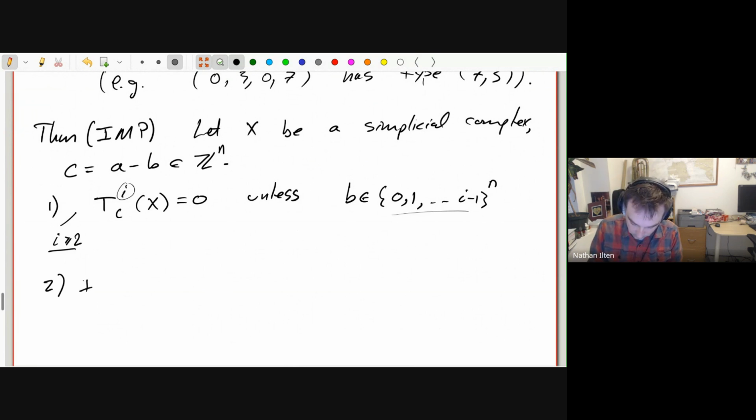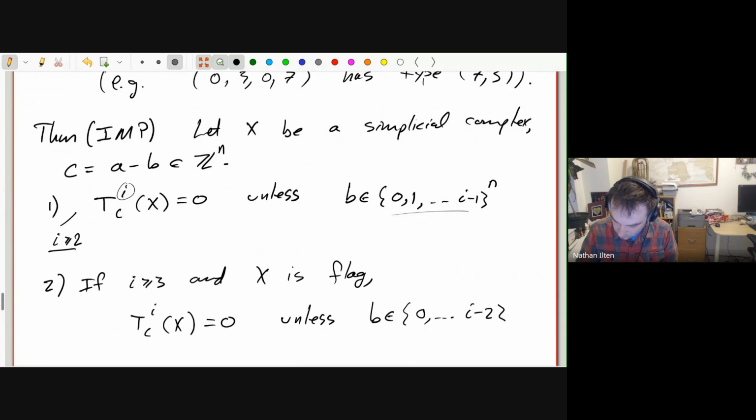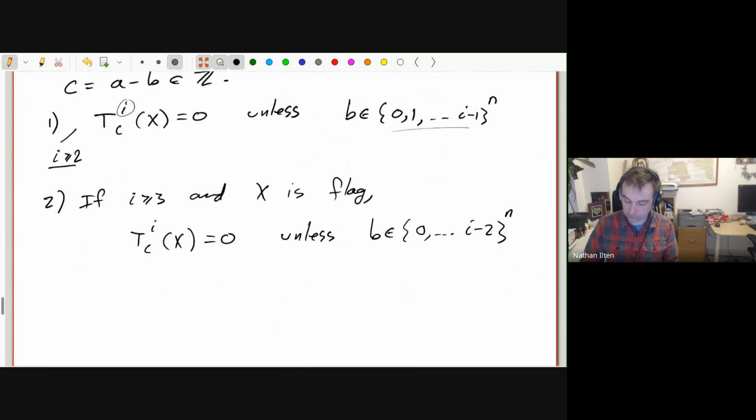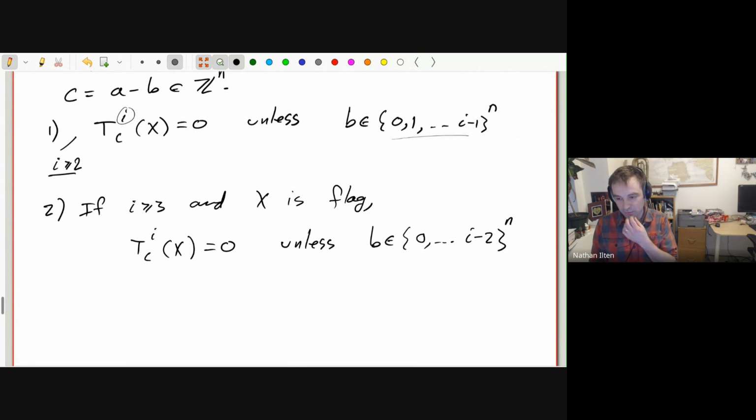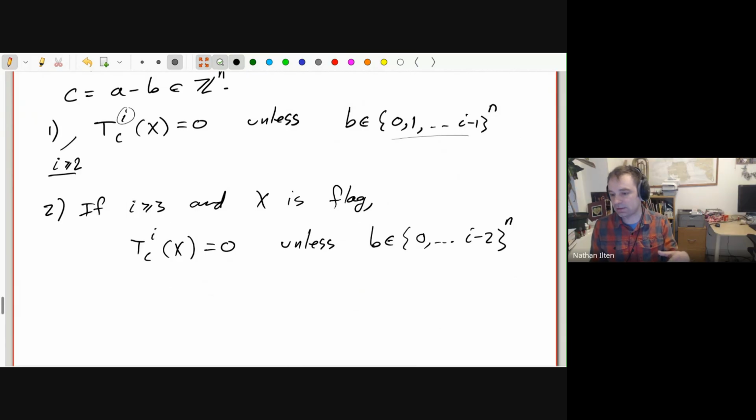So if i is larger than or equal to 3 and X is flag, then T^i_C of X is equal to 0 unless B belongs to 0 all the way up to i minus 2. So we can do even one better. In particular, if we're looking at T^3 and X is flag, we still only need to consider weight vectors B whose entries are 0 and 1.